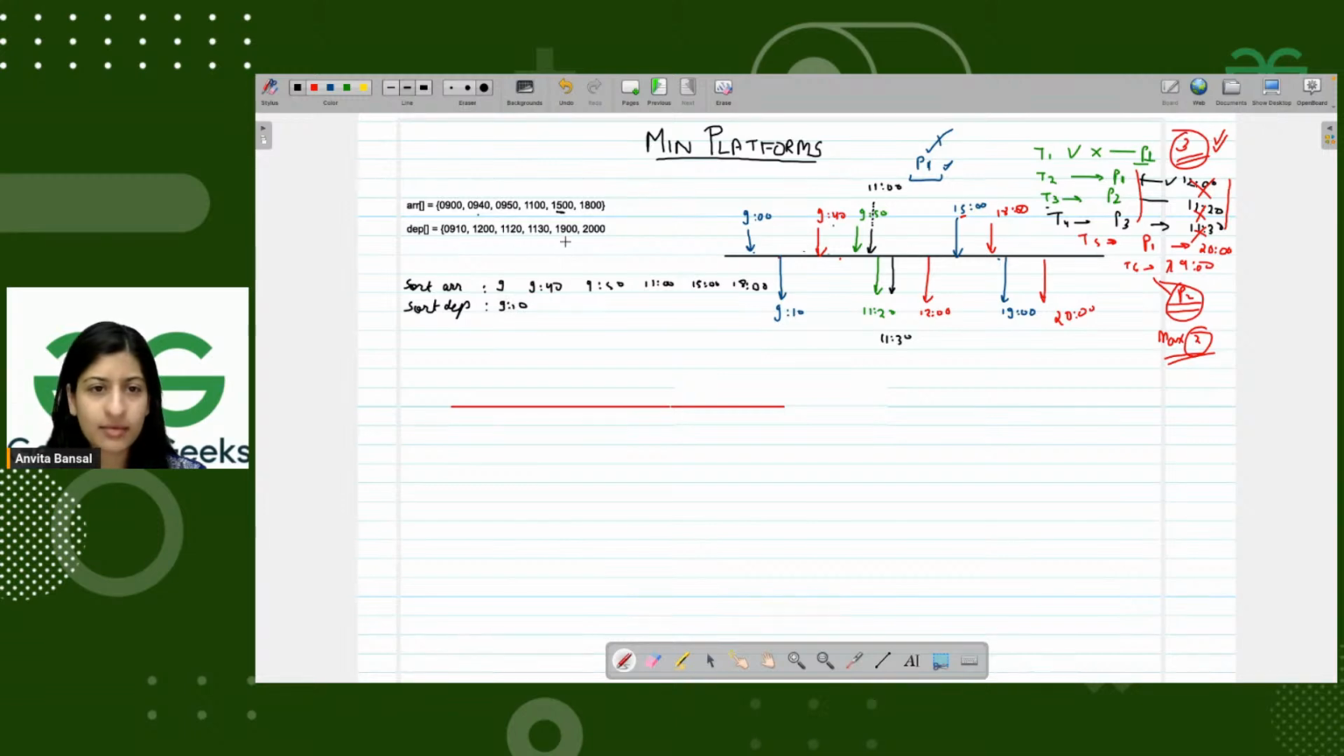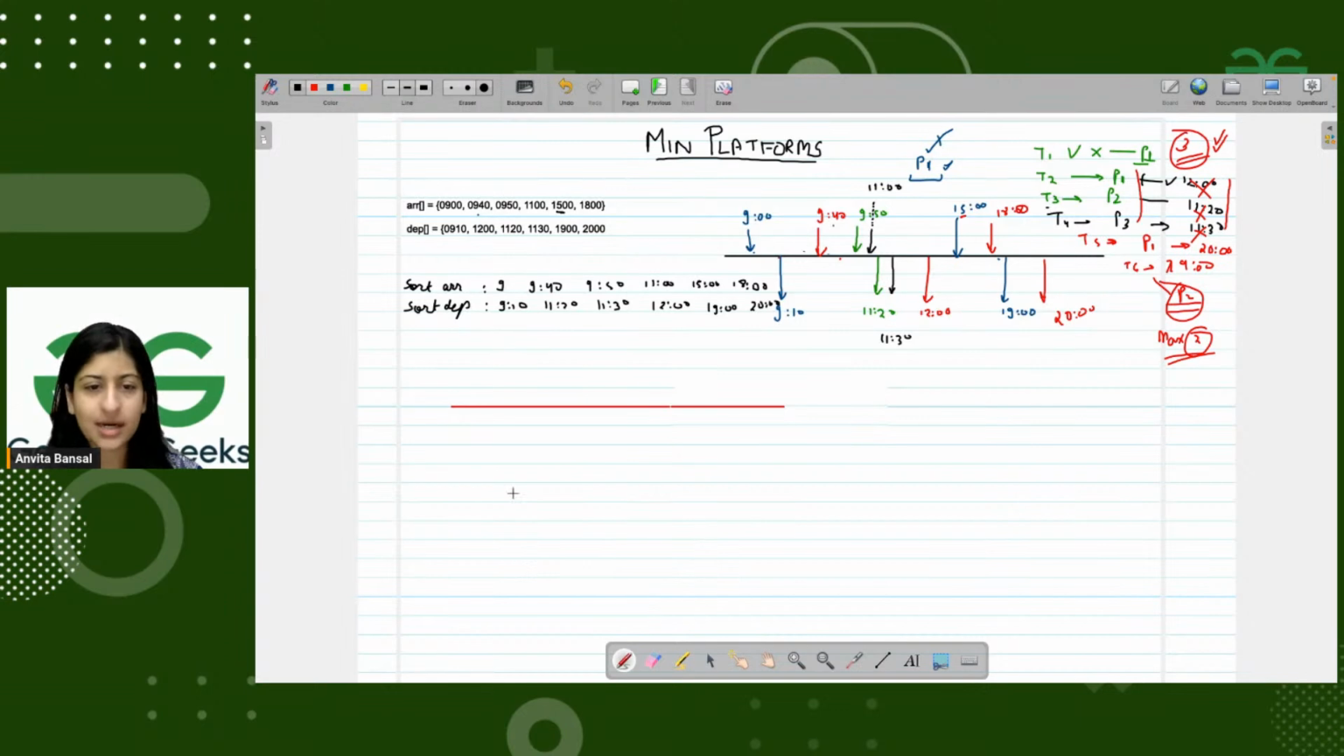Okay, then I will get 11:20. Then I will get what? 11:30. And this convention is according to me, but these are simple integers, so you can obviously easily sort them. Okay, so 11:30, after that I'll get 12, then 19, and then 20, right? That's what you're going to get after sorting both the arrays.